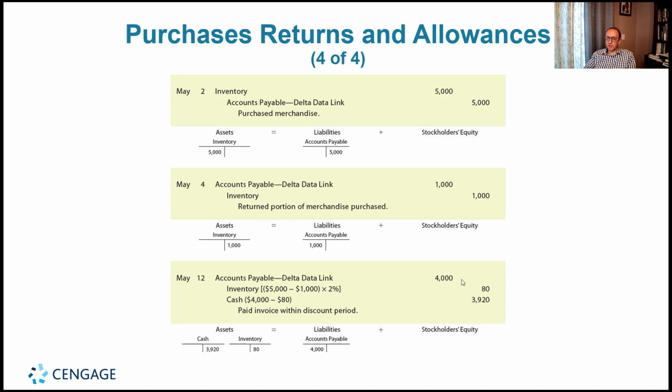So we debit accounts payable for the full value, the $4,000. In cash terms, we're only paying $4,000 minus the $80 discount we receive for paying within 10 days, and that would be $3,920. And then we also credit inventory, reducing it by $80. In this case, three accounts are affected: cash, inventory, and accounts payable. But whatever is on the debit matches whatever is on the credit. So we have 4,000 debit, 4,000 credit.